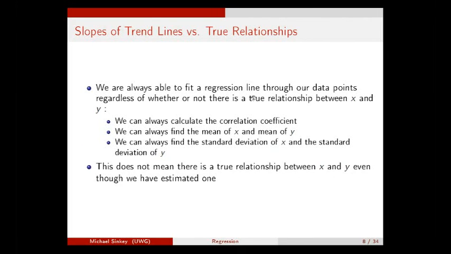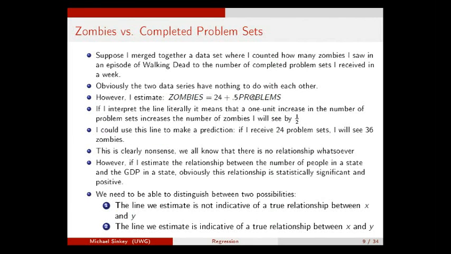So let's recap. We have a process to fit a line through some data. We are always able to fit a regression line through our data points regardless of whether there's a relationship between x and y. So we're always going to be able to calculate a correlation coefficient no matter how stupid it is. We can always find the mean of x. We can always find the mean of y. We can always find the standard deviation of x. We can always find the standard deviation of y. So I'm always going to be able to fit a line through some data. I'm never going to have a problem there. That doesn't mean that I should be doing it. And let's go over an example.